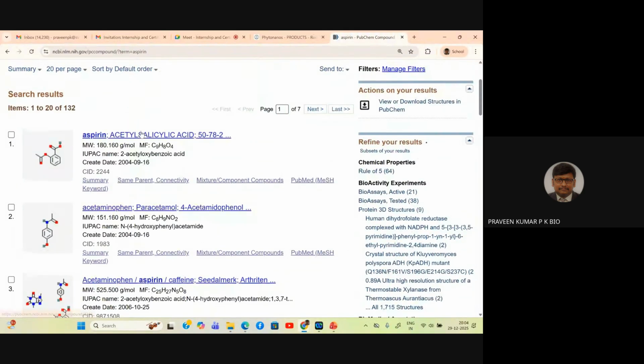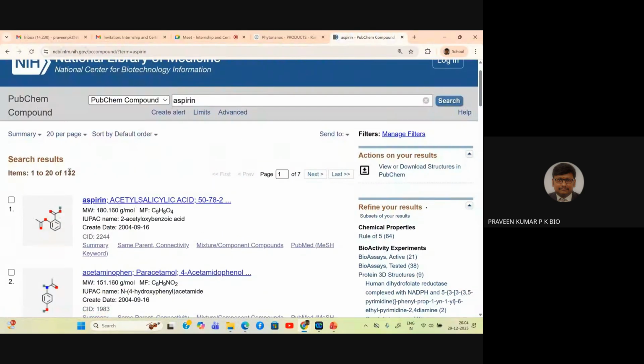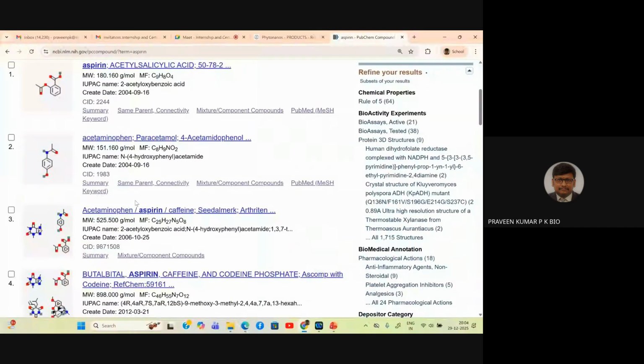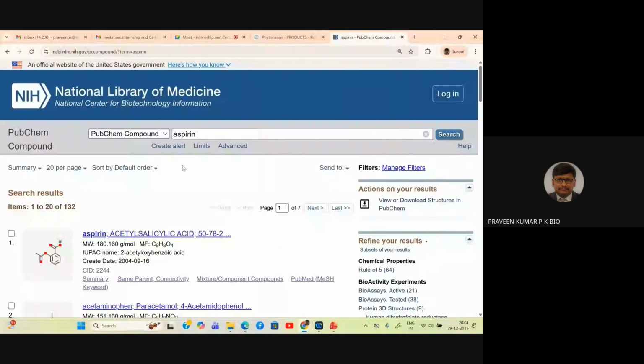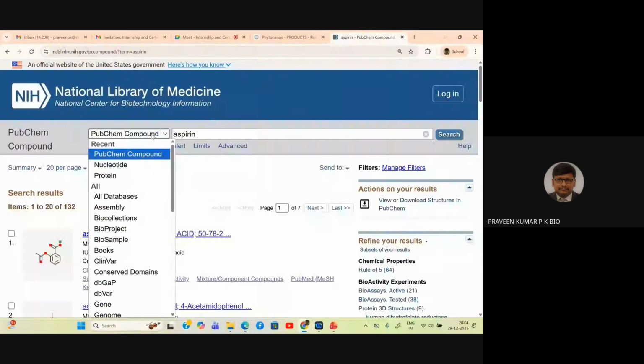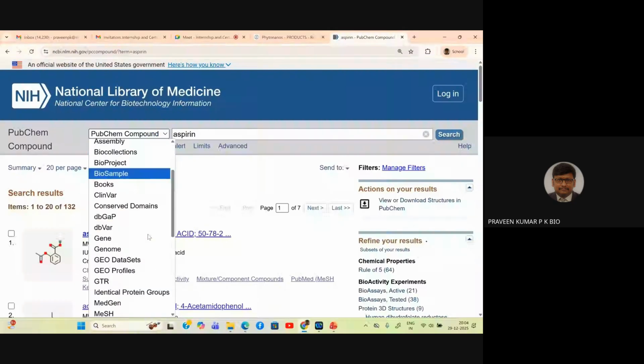I just typed a single compound, but what is the reason? Whatever I found are the derivatives of aspirin. The first result shows you the exact compound, and the next ones are the derivatives. So you can find different kinds of derivatives. You can find this compound information from PubChem. More about how to download 1D, 2D, 3D, we'll be seeing in the subsequent sessions.